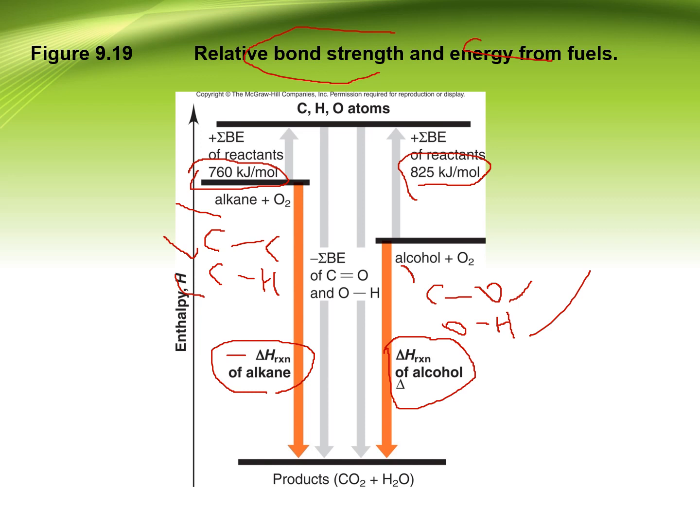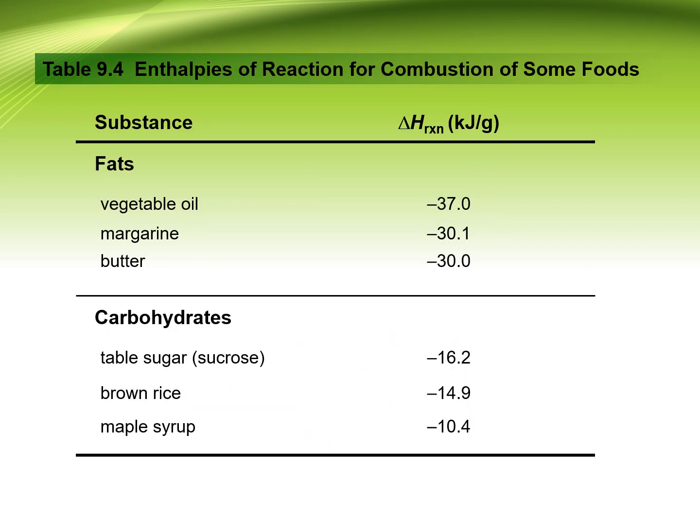We can calculate that alkane that has a weaker bond will yield more energy compared to alcohol that has a stronger bond, since more energy is needed to break the bond for alcohol, and it releases less energy compared to alkane.